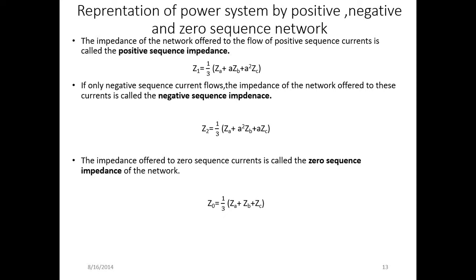Now we will consider the positive sequence impedance, negative sequence impedance and zero sequence impedance. In exams there is a repeatedly asked question: define and derive the formula for the positive, negative and zero sequence impedance. So what is meant by the positive sequence impedance? The impedance of the network opposed to the flow of positive sequence current is called the positive sequence impedance.